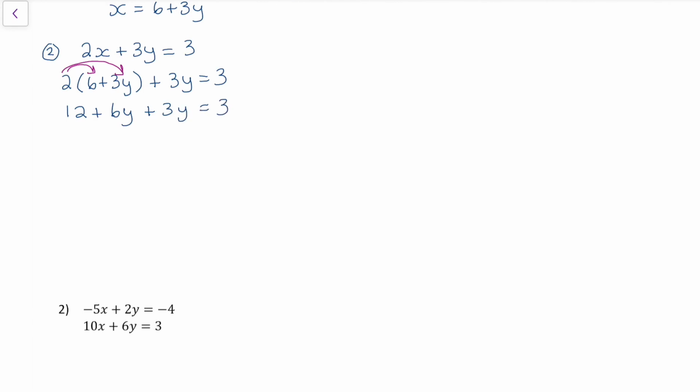I can then combine or collect my like terms. So I get 12 plus 9y equals 3. And now I want to get the y by itself. So I'm going to subtract 12 from both sides in order to get rid of this 12 here. So I get 9y equals negative 9. And then I'm going to divide each side by 9 to get the y by itself. And I get y equals negative 1.